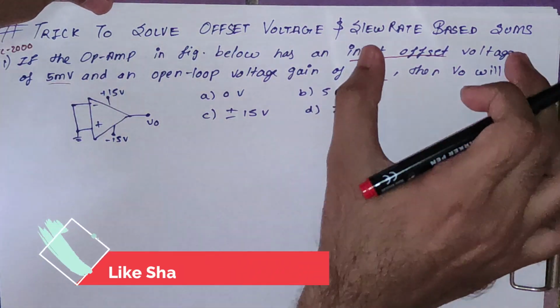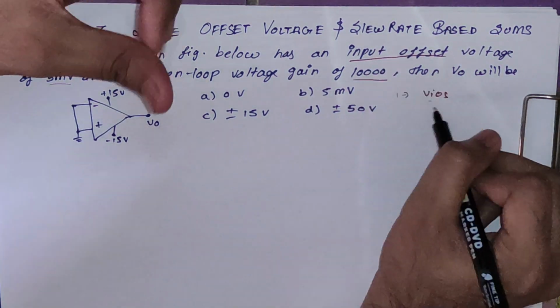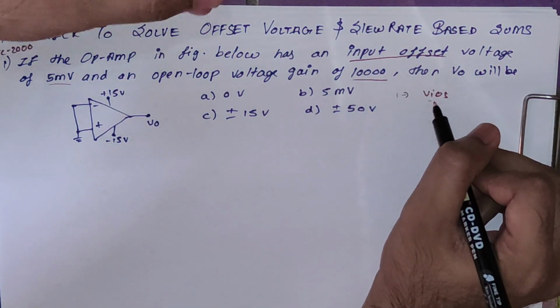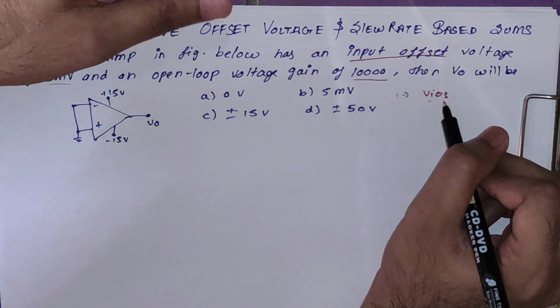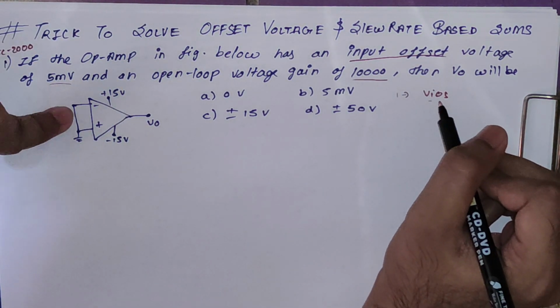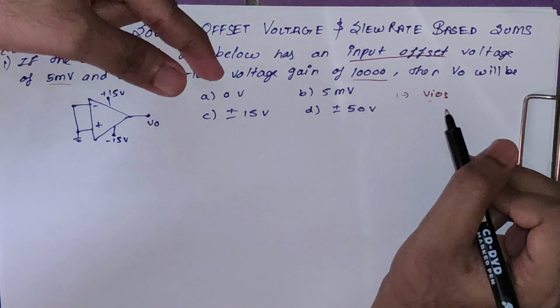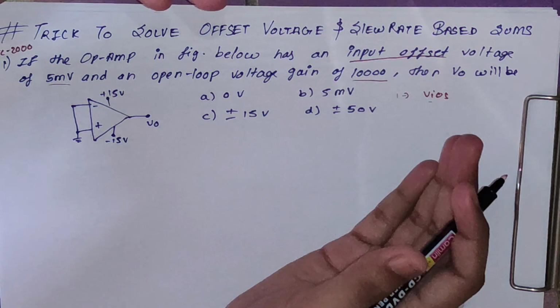Since we have input offset voltage, we are going to use the concept of input offset voltage. Before starting the sum, you should know the concept of this VIOS. Input offset voltage is the voltage that is provided at the input of this op-amp for compensating the output of the op-amp. So let's see the sum. There we will elaborate more on this.